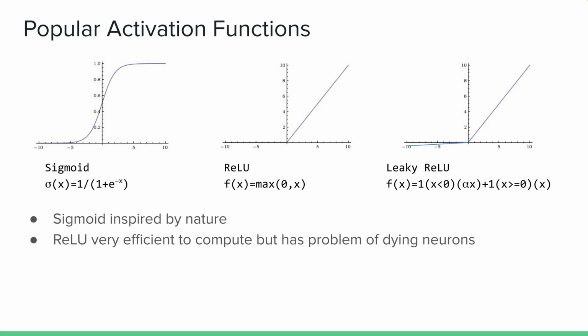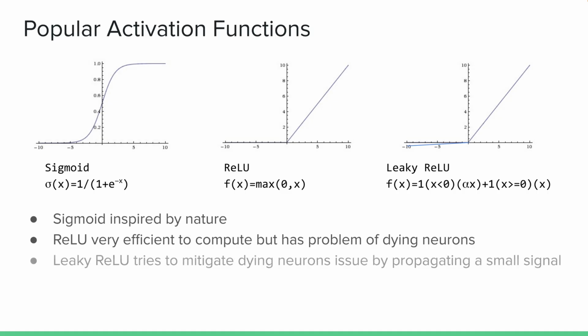And people came up with the idea, okay, if this kind of hard cut to 0 is causing issues, maybe we can let a little bit of information through. And they came up with this idea of a leaky ReLU, which tries to mitigate this issue a little bit by still propagating a small signal in the negative domain.